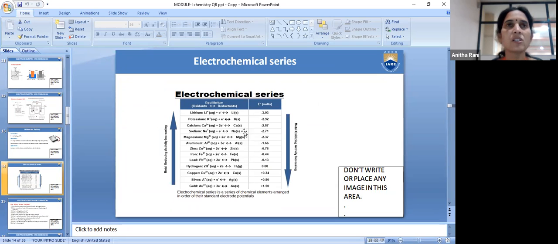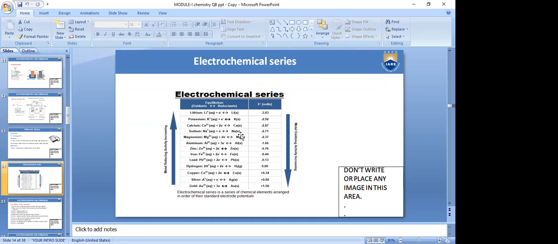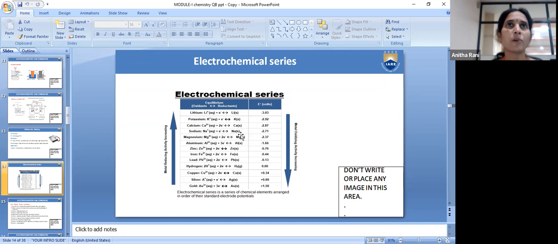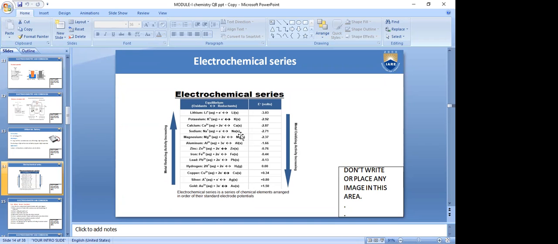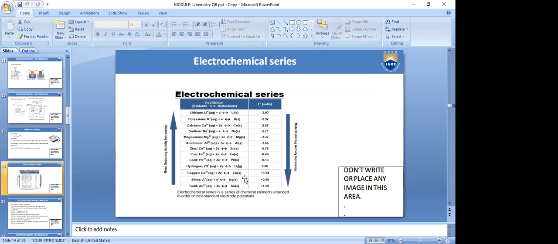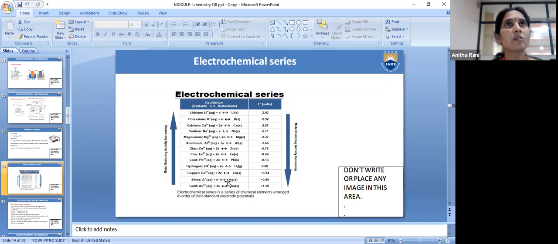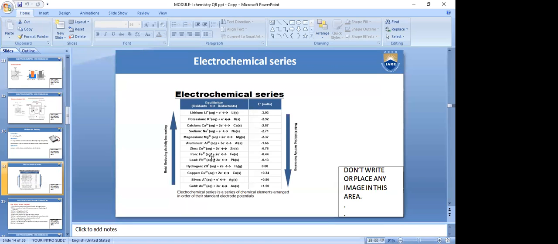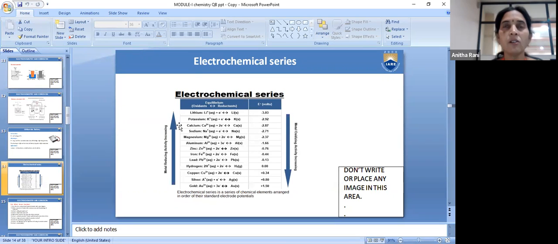Hello, students. When you have this list of potentials, what can you predict? Feasibility: we can calculate the E cell, whether a species is reduced or oxidized. You can know which is the anode and which is the cathode, which electrode will act as anode and which as cathode with respect to the hydrogen electrode. And you can easily find out which metals will easily undergo corrosion.